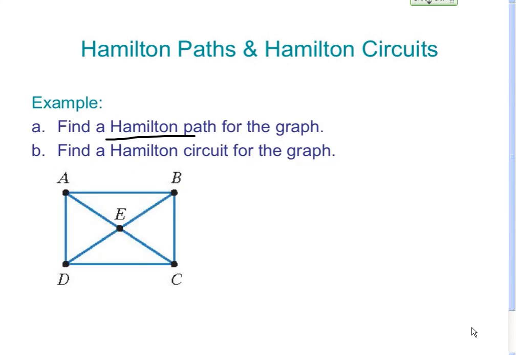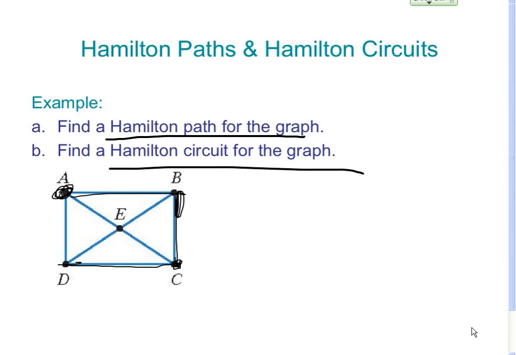Find a Hamilton path for the graph. Find a Hamilton circuit for the graph. Remember, we have to hit every vertex. So maybe one example would be A to B, B to C, C to D, and D to E. And I've hit every vertex, so that would be an example of a Hamilton path. Hamilton circuit, if I extend that path to go back to A, now I have a Hamilton circuit.